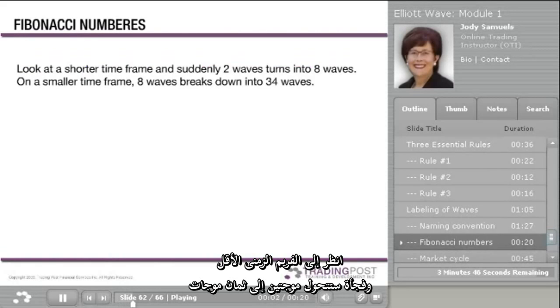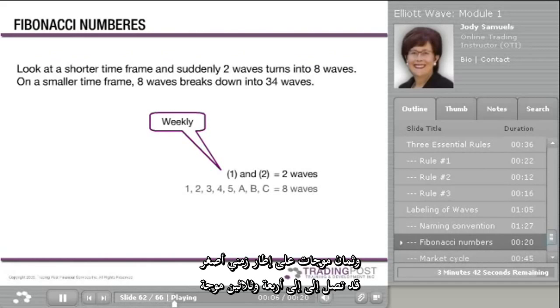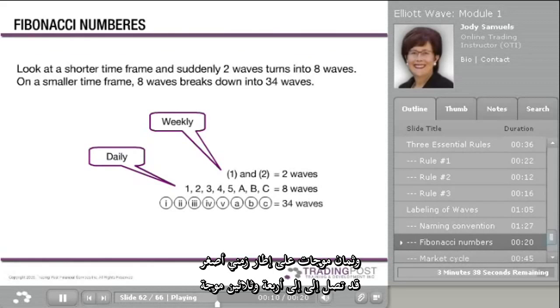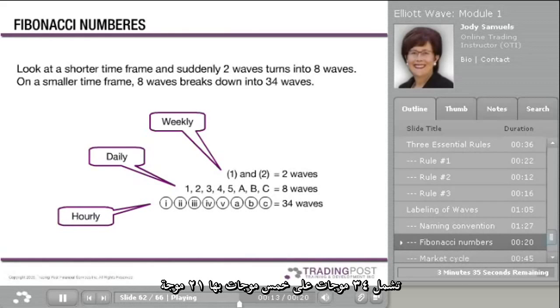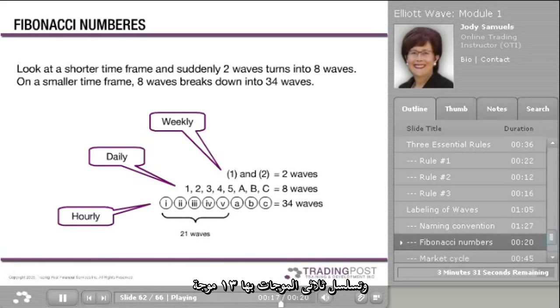Look at a shorter time frame, and suddenly 2 waves turns into 8 waves, and 8 waves on a smaller time frame breaks down into 34 waves. The 34 waves includes the 5-wave sequence, which has 21 waves, and a 3-wave sequence, which has 13 waves.